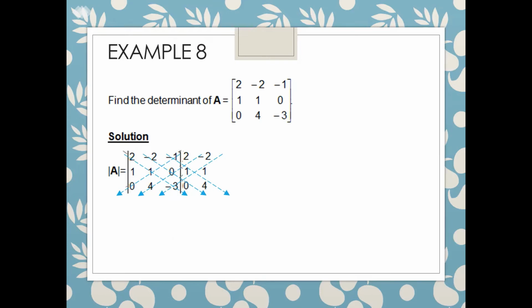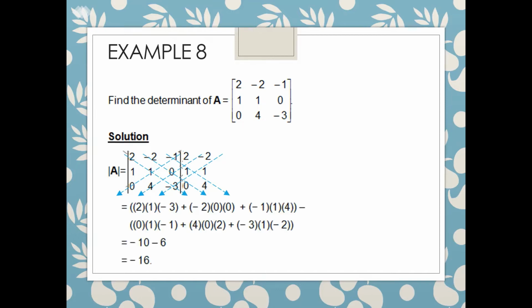Let's do example 8. To find the determinant of the given square matrix of order 3, first rewrite the first two columns on the right side. The determinant is equal to the sum of the product of the first three top left to bottom right diagonal minus the sum of the product of the first three top right to bottom left diagonal.